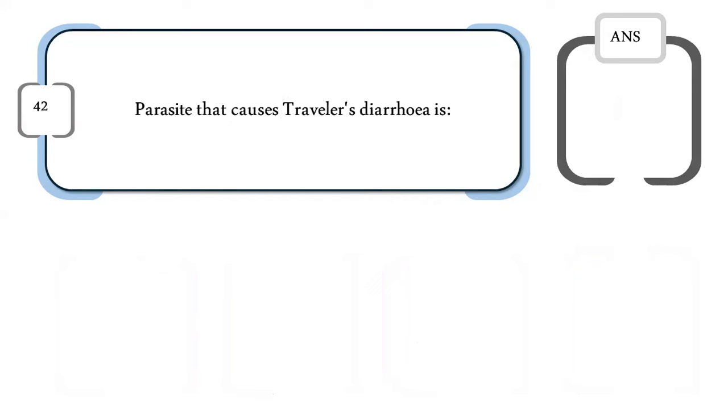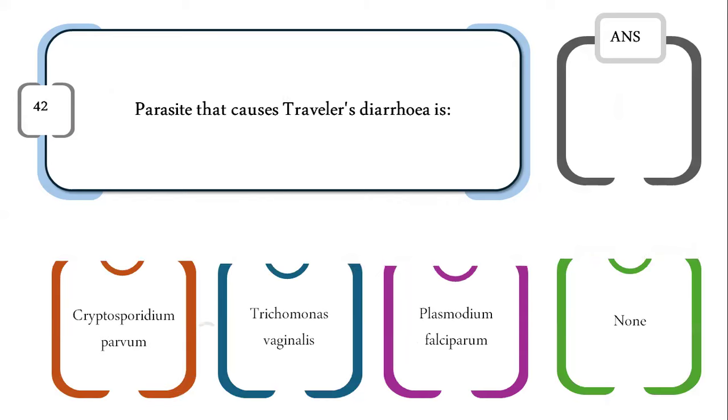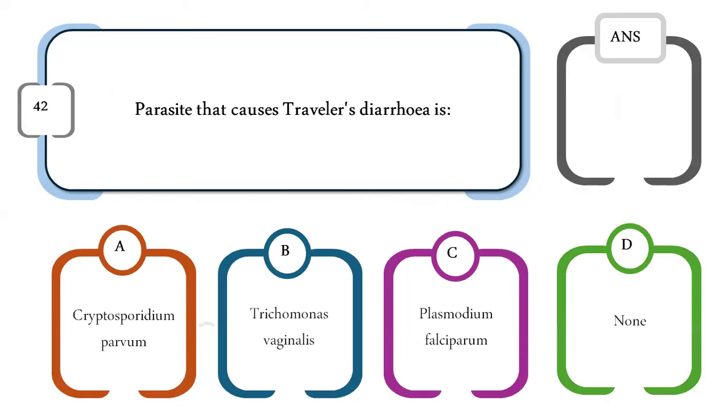Next question, the parasite that causes traveler's diarrhea is option A, Cryptosporidium parvum, option B, Trichomonas vaginalis, option C, Plasmodium falciparum, option D, none of the above. Here the right answer is option A, Cryptosporidium parvum.